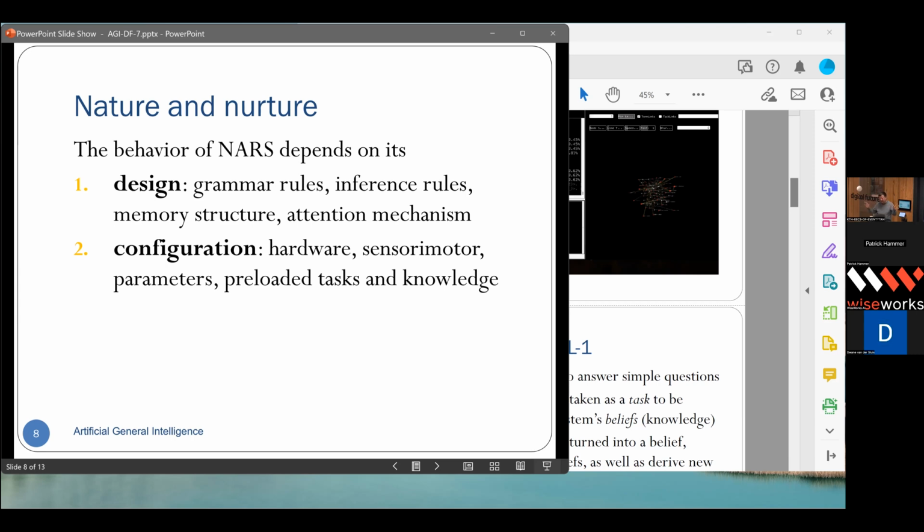But starting from that point, those 100 copies will normally become different, even though they start from the same initial memory content. Why? They will have different experiences. That experience will shape their memory. It will also change what was built into them initially. So all these three things put together will decide the behavior of NARS when you give it a task.